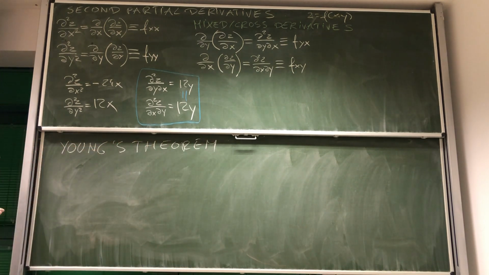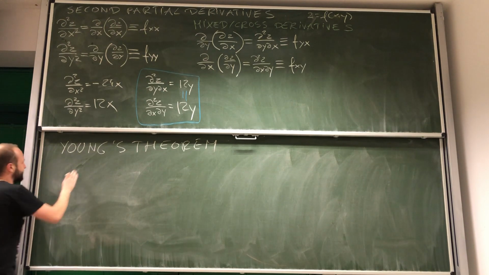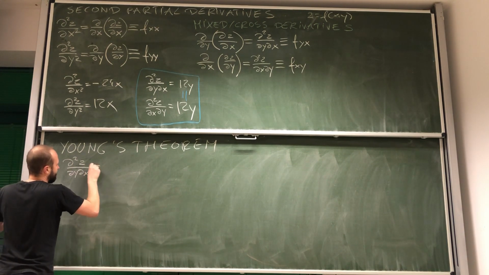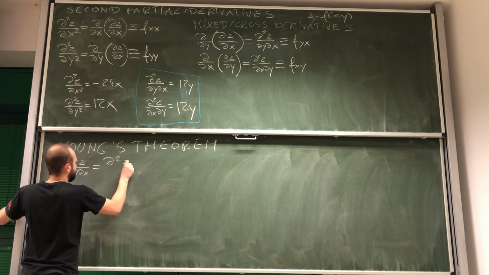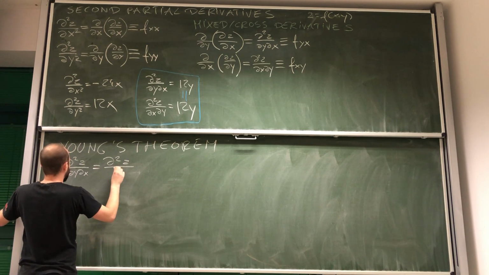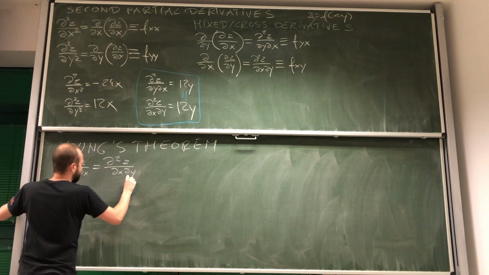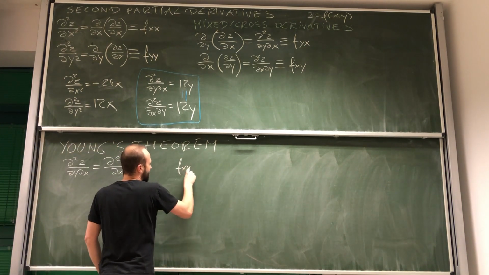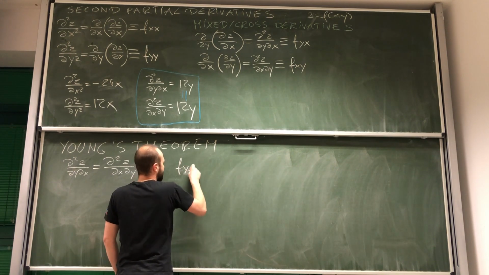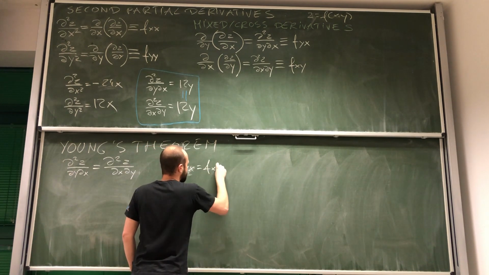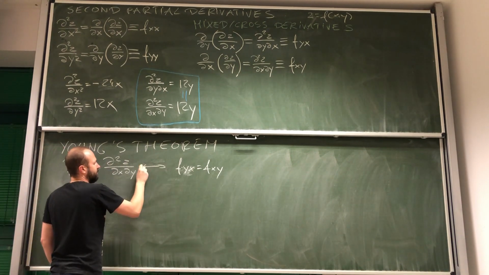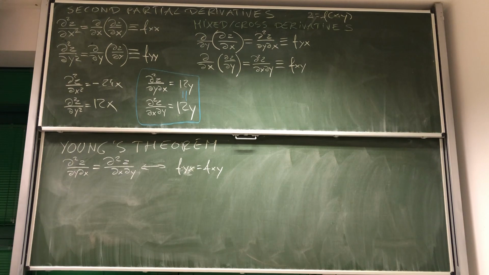Basically, what Young's theorem says is that cross derivatives are equal to one another. We can write it like this, or in an equivalent form, we could write just f_xy = f_yx. It doesn't really matter. Those two mean the same thing, it's a different notation.